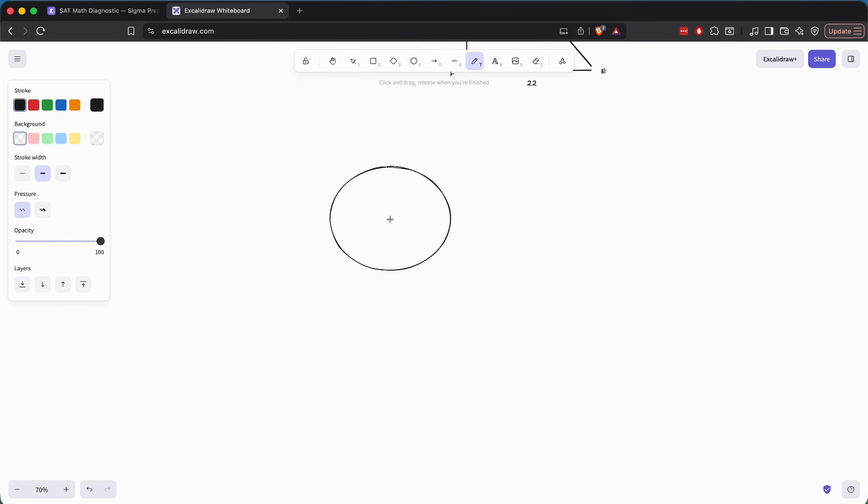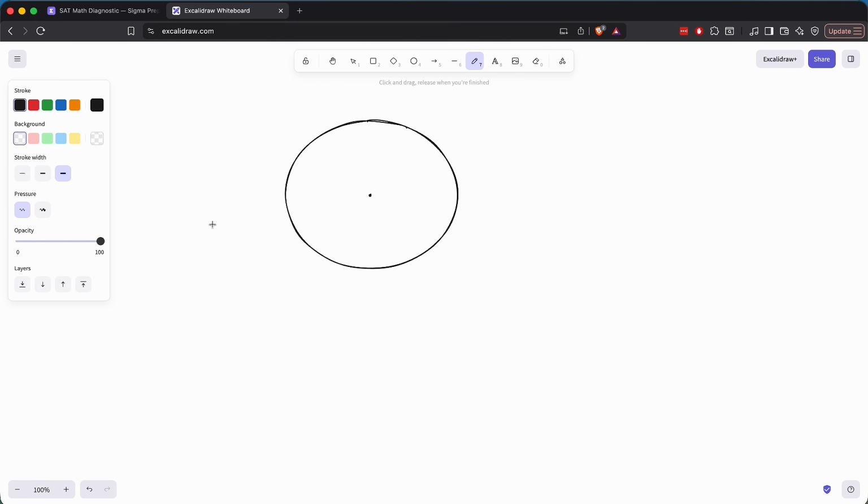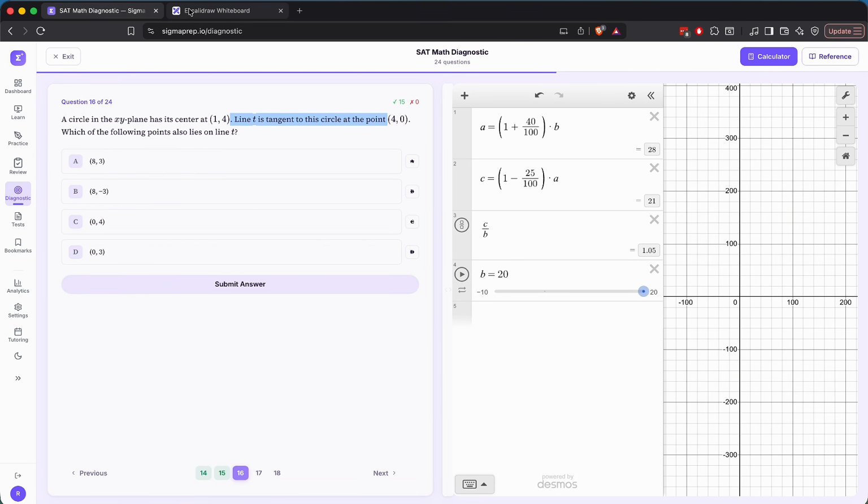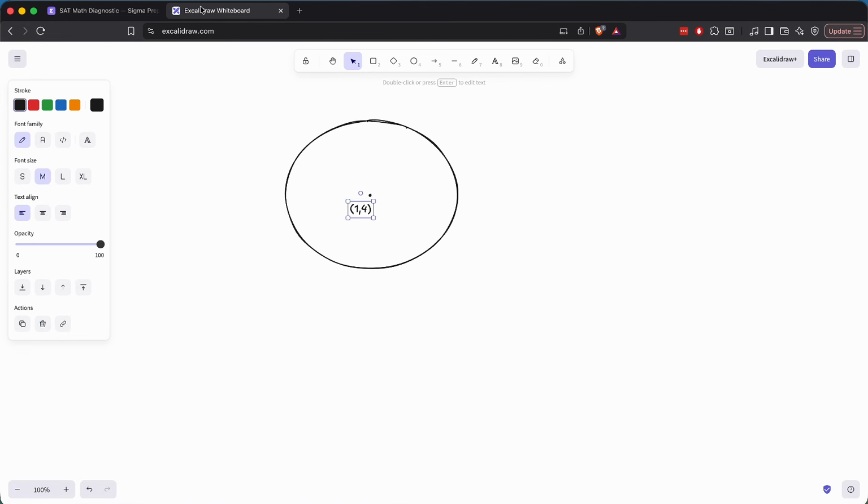So they gave us a point here at the center. Let me make that bigger. Why is that so small? Let me zoom in. Maybe that's why. There we go. Okay. So 1, 4, right? Is that what they said? What did they say? Center was 1, 4, yeah. And then it's tangent at 4, 0, right?